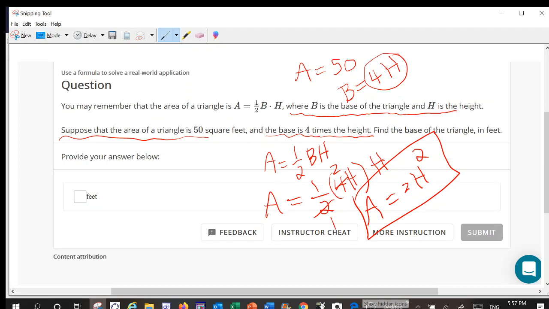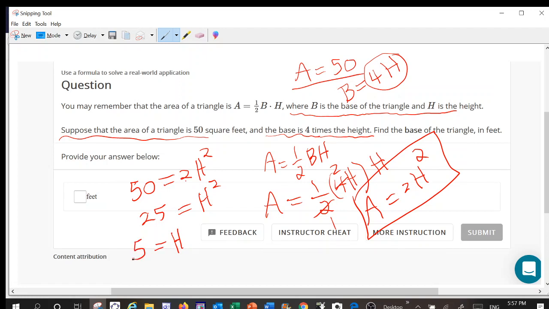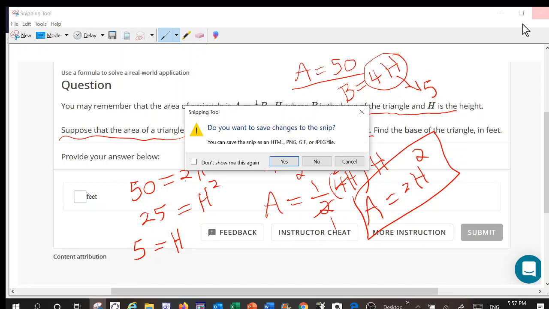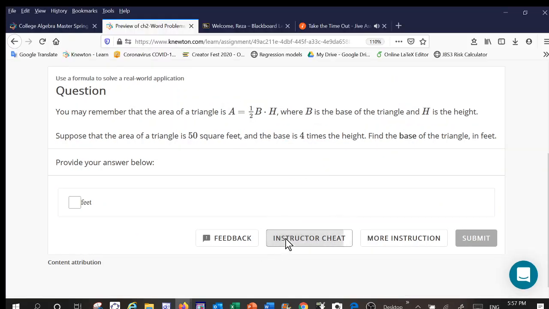So I'm going to write 50, which is the area, equals 2 times h squared. So h squared has to be 50 divided by 2, which is 25. Since h cannot be negative, h has to be 5. And if h has to be 5, then base has to be 20, right? And that's how we do it. So the base has to be 20 feet.